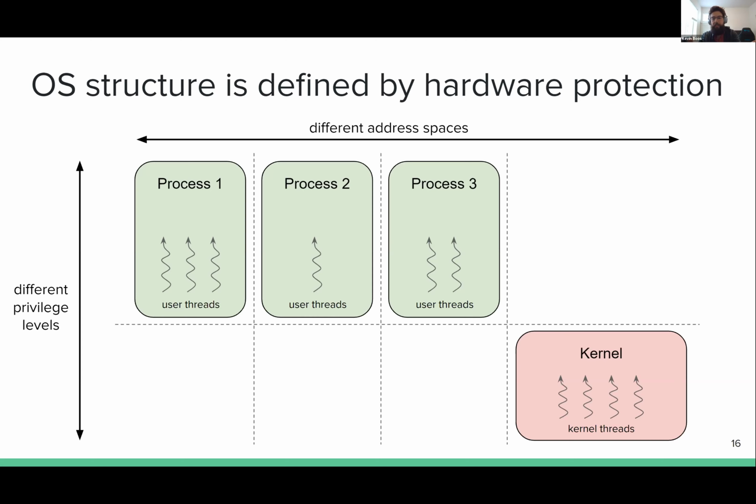So we have each process, and the kernel also is in its own address space, and all these processes are in, maybe, ring 3, whereas the kernel is in ring 0. So you need to have an OS structure that mimics this, because there's no other way to use hardware protection unless you suit your kernel to its structure.